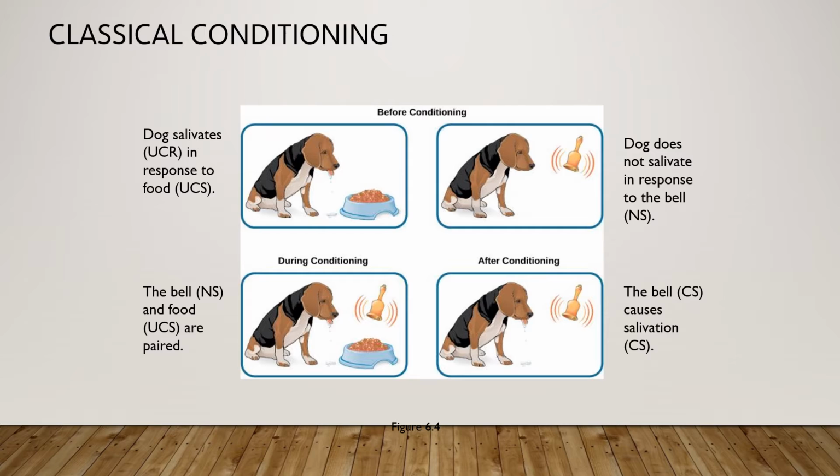Remember, the neutral stimulus was the bell. Why? Well, because before conditioning, it had no meaning at all. Just like in the case of the fish for me, or in the case of little Albert, it was the white rat.